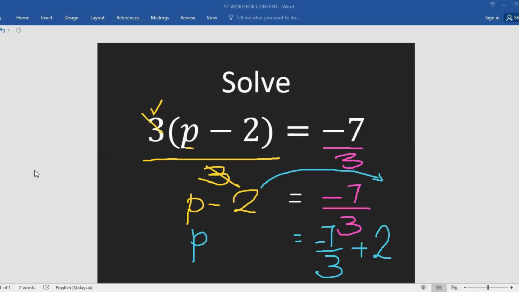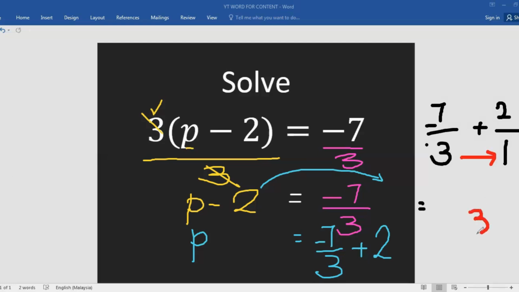So I have to change the color of everything. Make it black here. Okay, can I continue from here? So negative 7 over 3 plus 2. How to deal with that? Without a calculator, it is negative 7 over 3 plus 2 over 1. So we just multiply here. 3 times 1 is 3. See? To the line here.